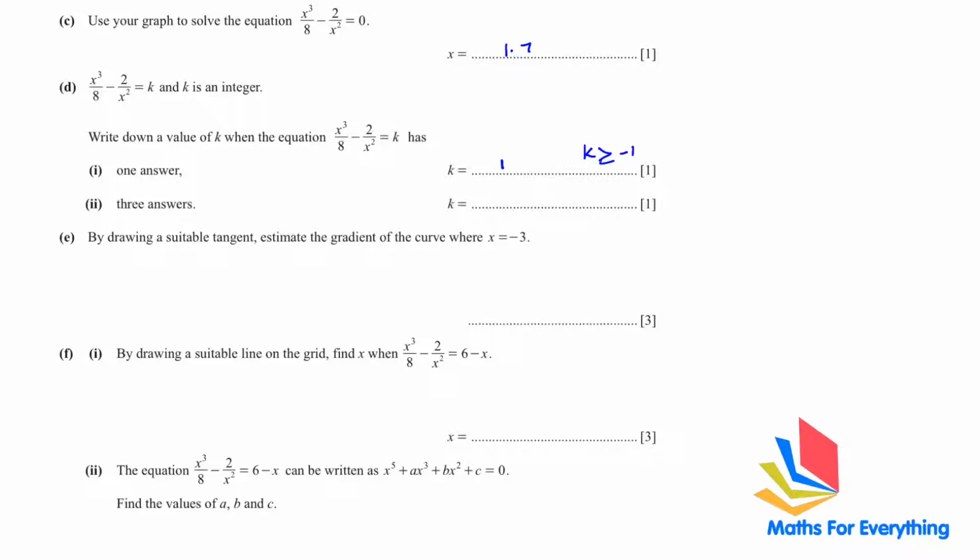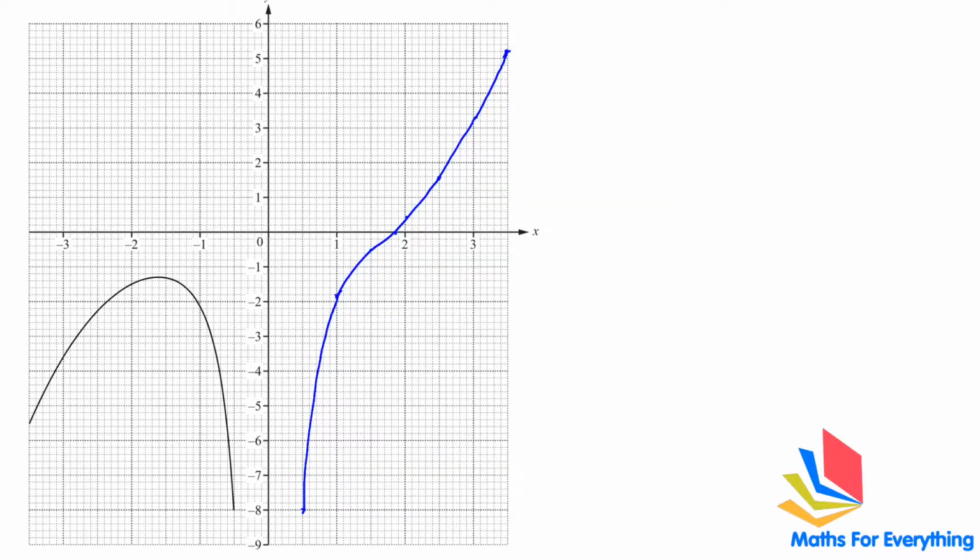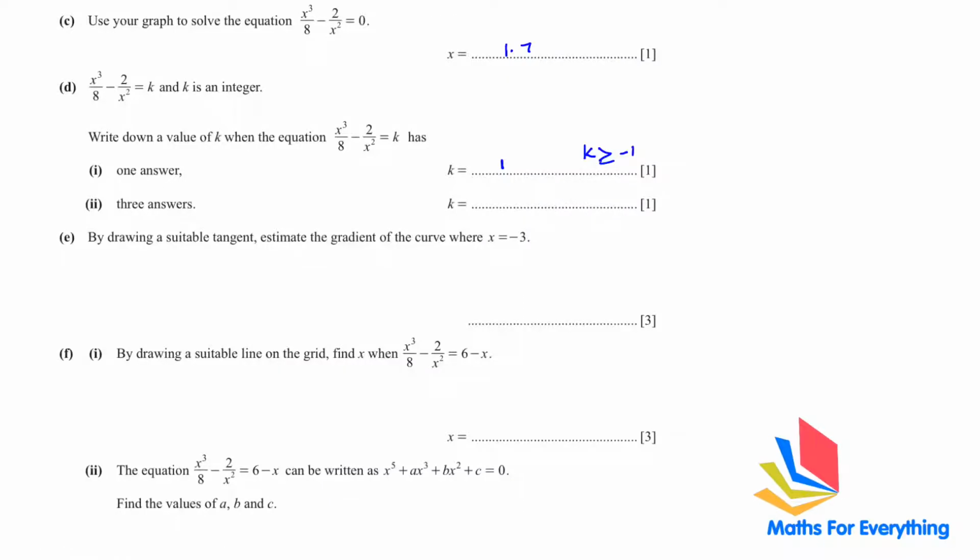Then the next one, it has 3 answers. It means it will cut the graph. If I draw a line from any y value, it will cut the graph at 3 places. So here, see, if I draw a line here, it will cut at 3 places, 1, 2, and 3. If I draw a line here, here, or here. So any value between -2 to -5 will give me 3 answers. I'm writing k is equal to -2. But k can be any value between and included -2 and -5.